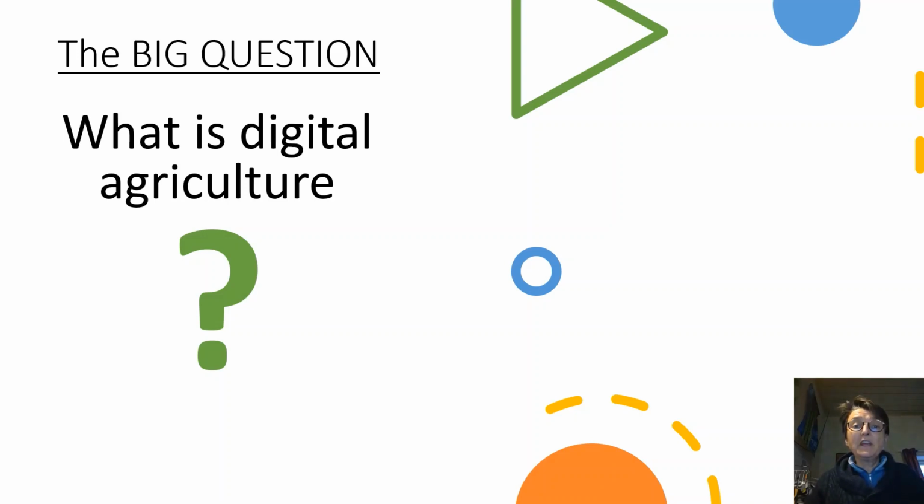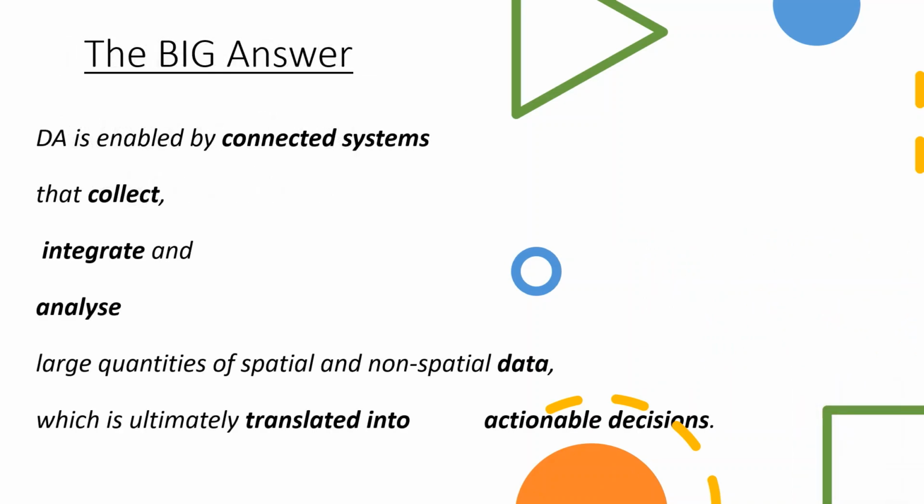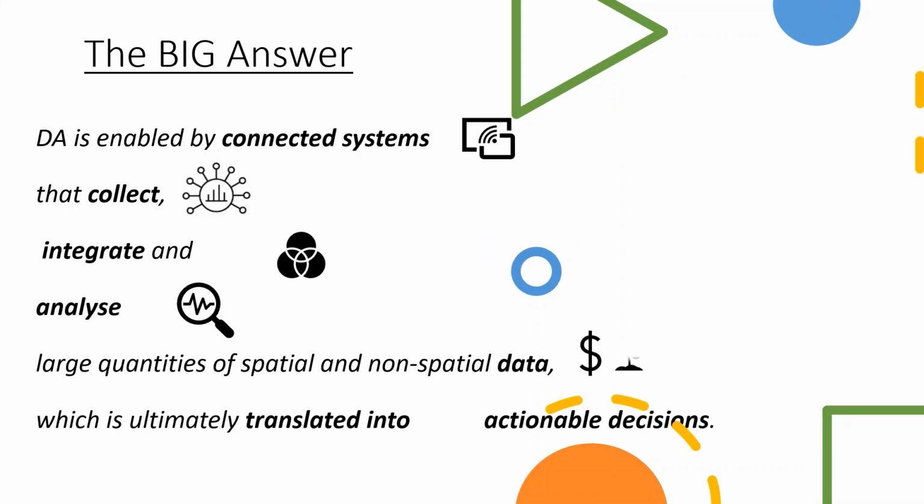Following the recap video, I've been asked by a few of you, what do we really mean by digital agriculture? Certainly this is a good question, as the definitions keep evolving. I find this definition quite useful, which states that digital agriculture is enabled by connected systems that collect, integrate and analyse large quantities of spatial and non-spatial data, which is ultimately translated into actionable decisions.